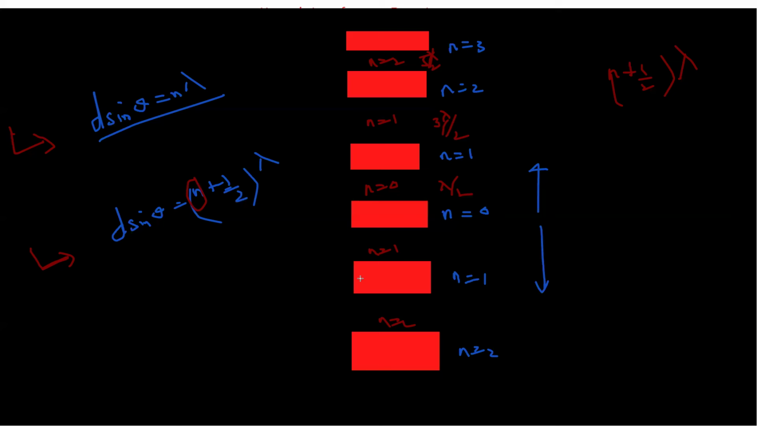So when we write this, yeah, this will be n is equal to zero as well. By mistake, I wrote one. This is n is equal to zero, and this is n is equal to one.